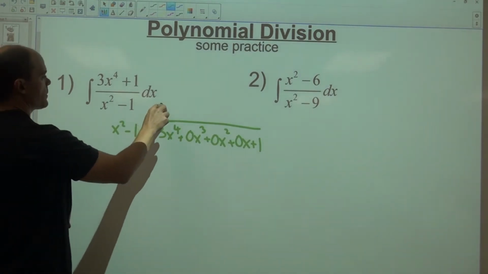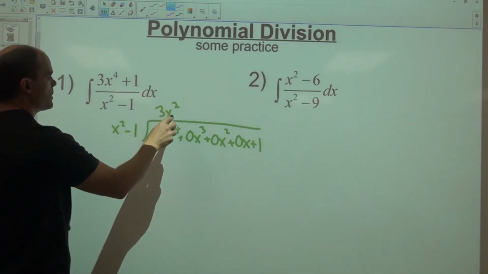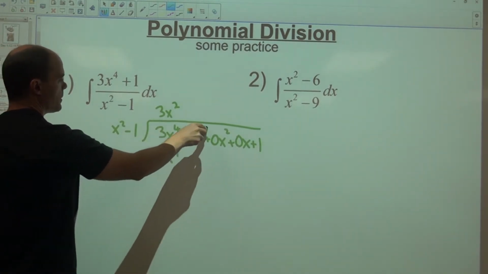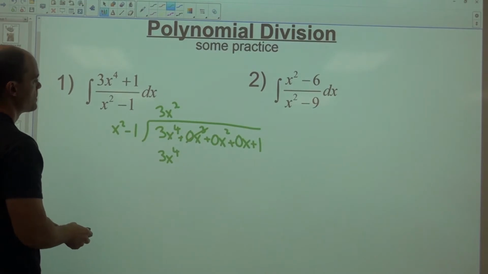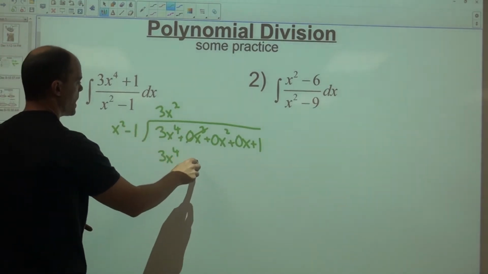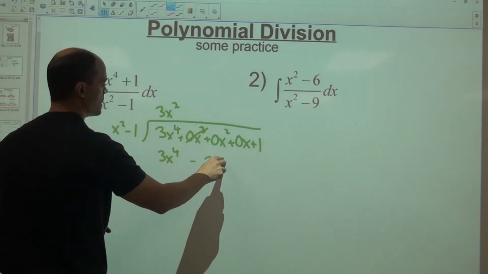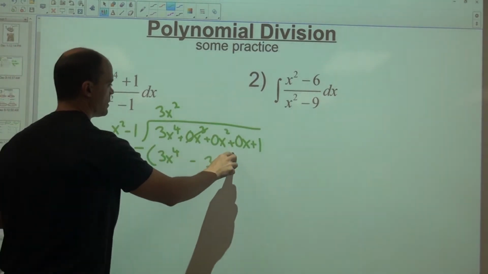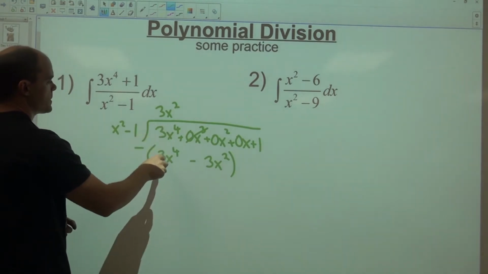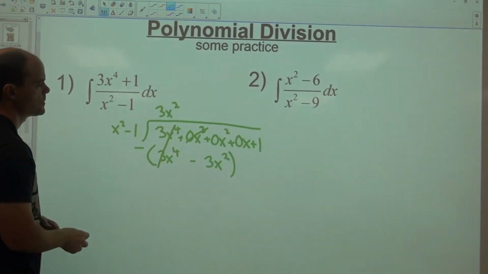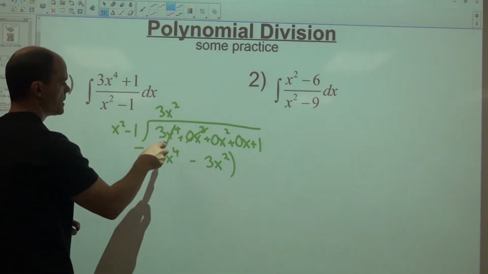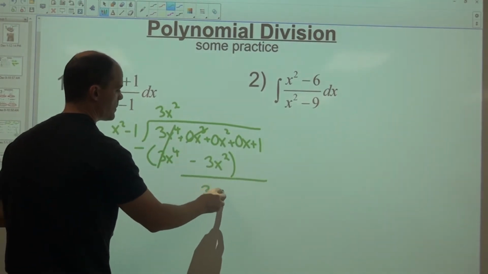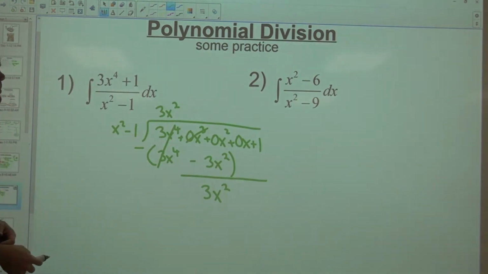So it looks like I need 3x squared to make this true. And now I get 3x to the 4th. There won't be any x cubed terms. And 3x squared times this, I'll have minus 3x squared as I multiply that through. And I need to subtract all of this. This minus this cancels as it's supposed to. 0 minus negative 3 is going to give us positive 3x squared.